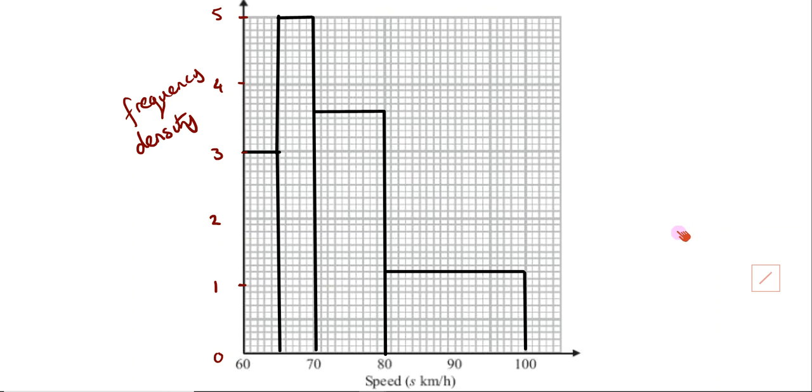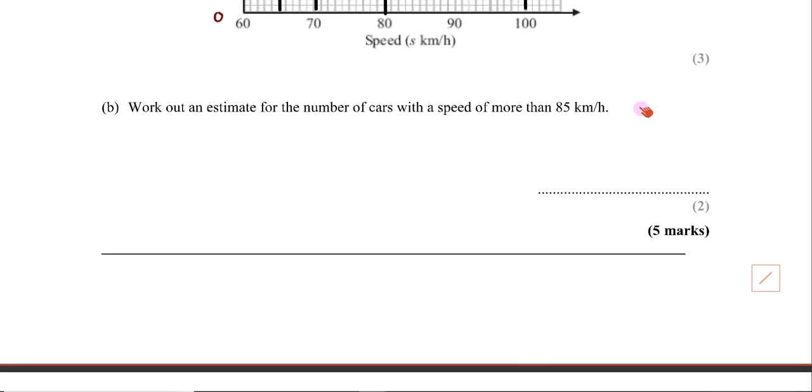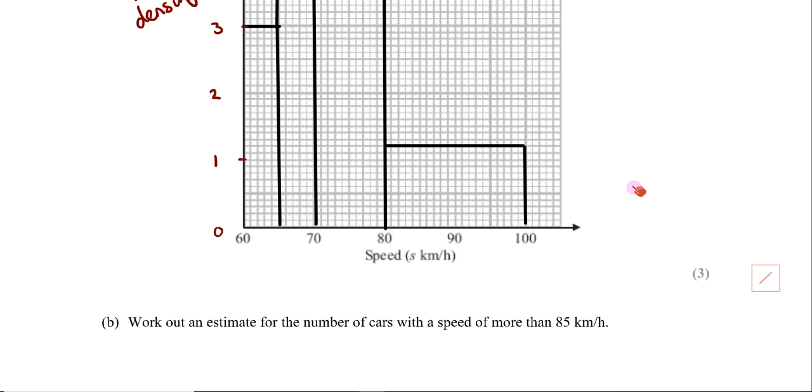Okay, so can I just ask then? It says work out an estimate for the number of cars with a speed of more than 85 kilometres per hour. Guys, don't worry about colouring in now. I'm asking you a maths question. It's nice that we're crossing subjects, art, colouring in. Okay, but maths now. What do you think you would do to work out an estimate for the number of cars with a speed of more than 85 kilometres per hour?